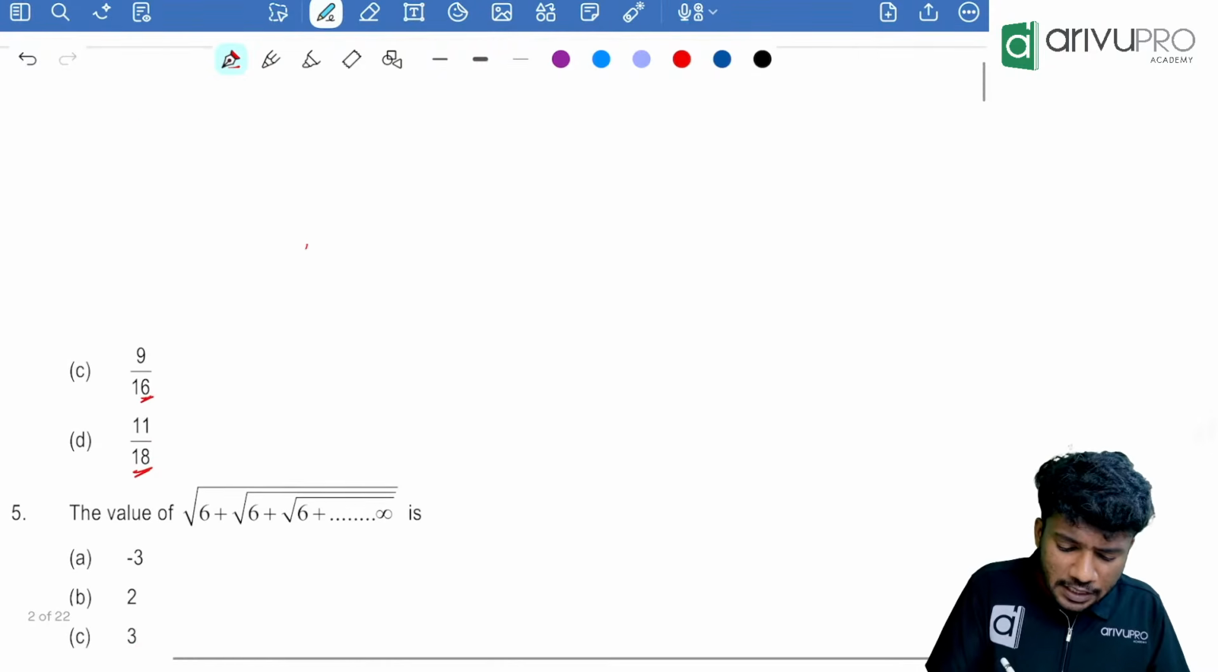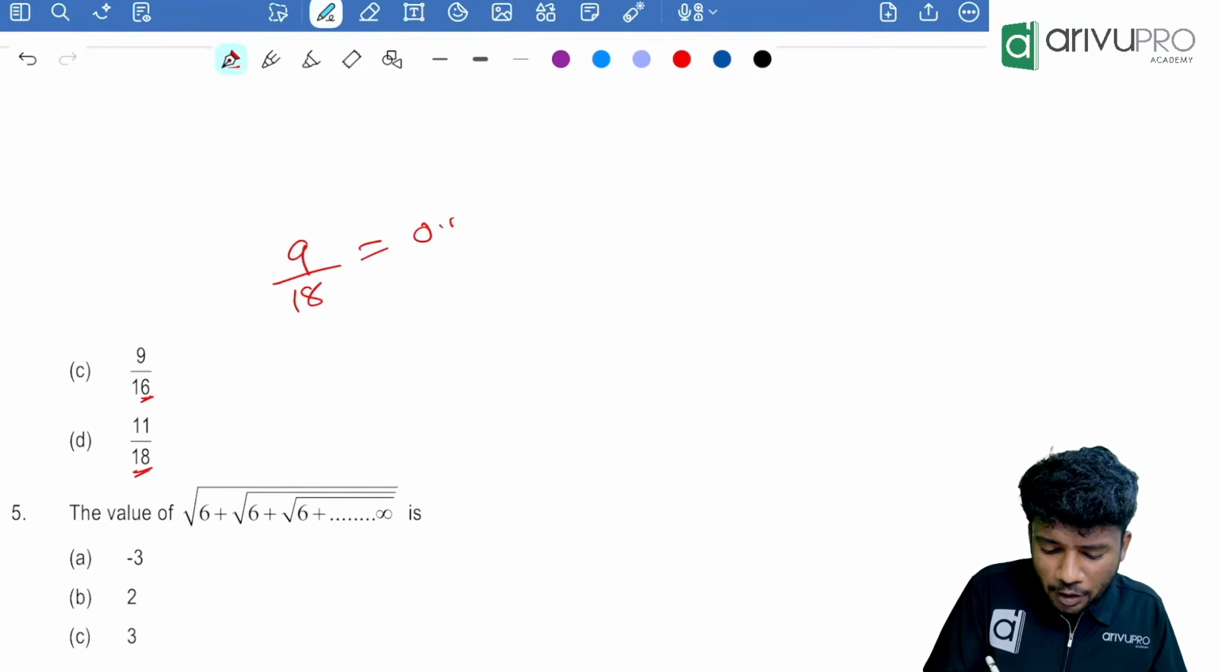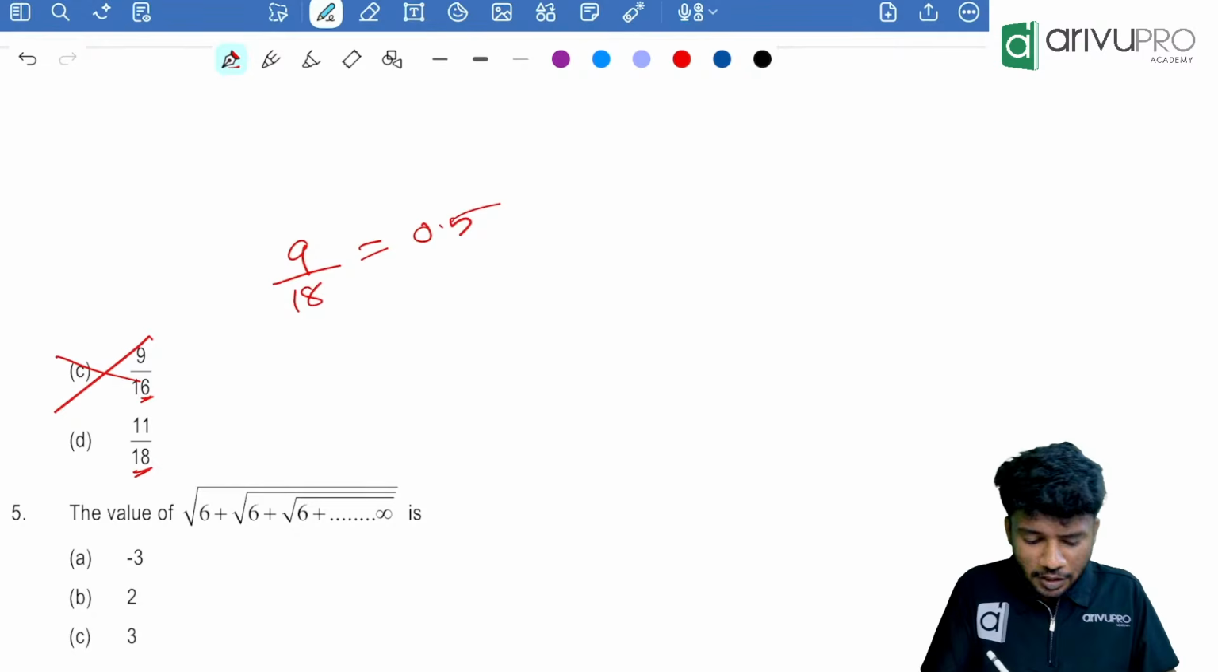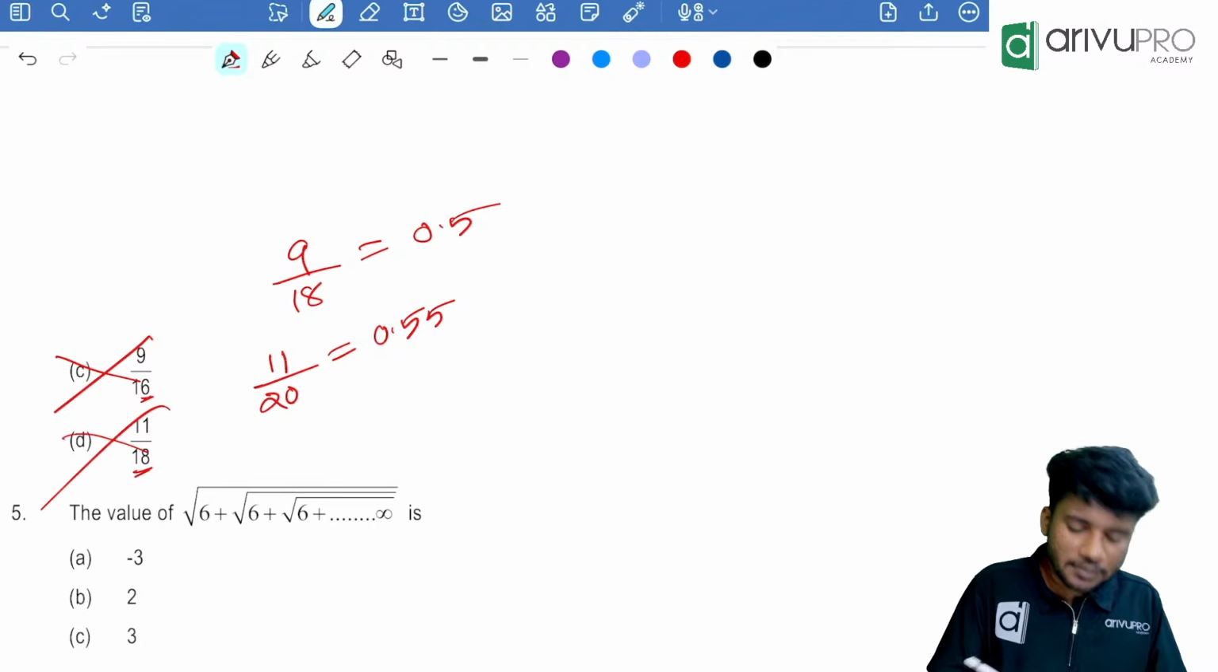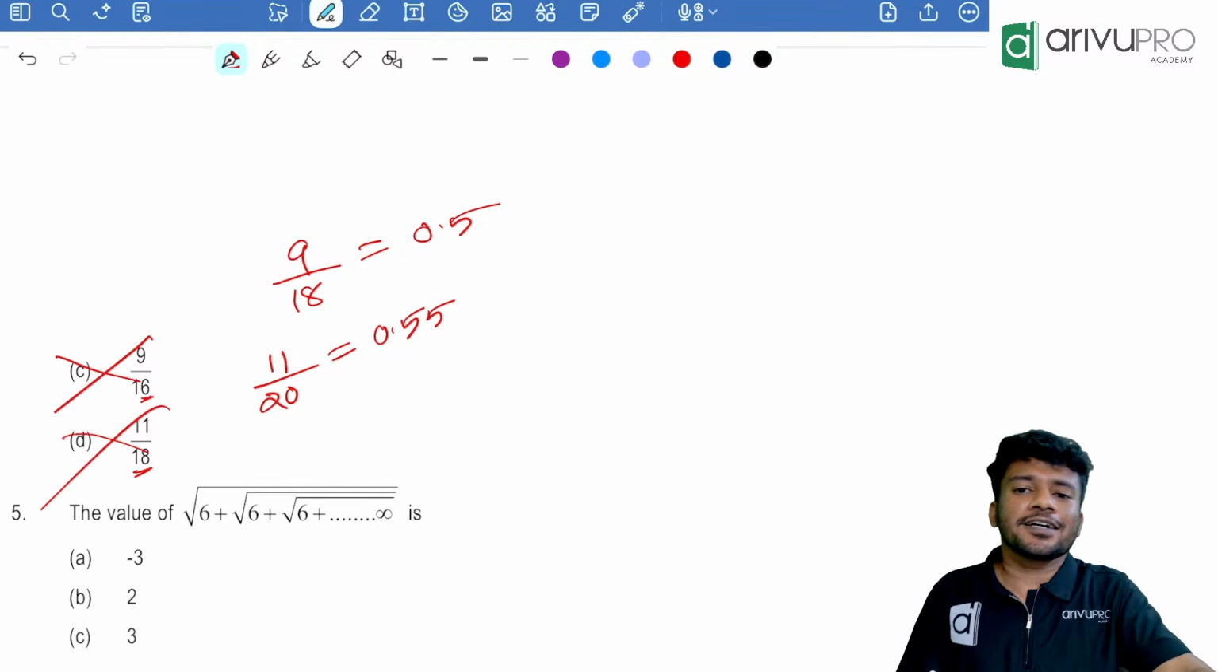Now try option C. 9 divided by 18 will be equal to how much? 0.5. So option C is wrong. Then 11 divided by 20 is equal to how much? 0.55. That means option D is wrong. All the options are wrong, people.